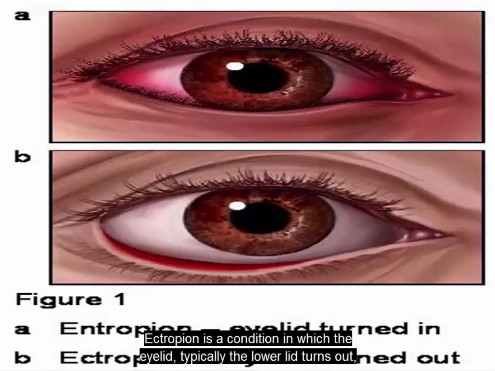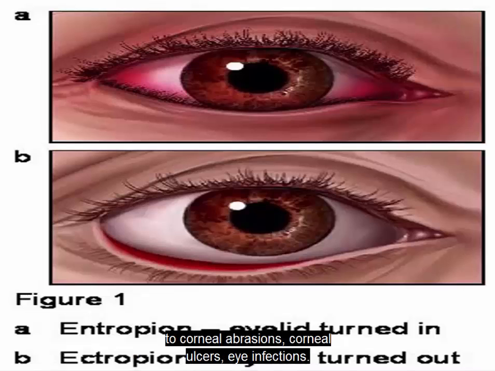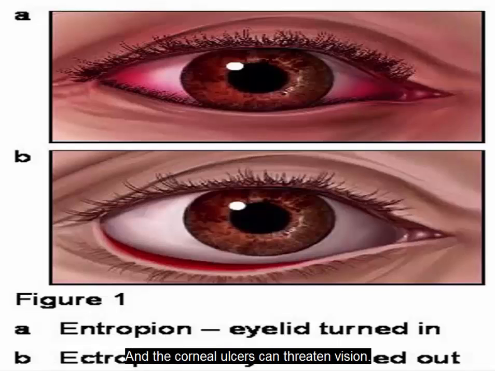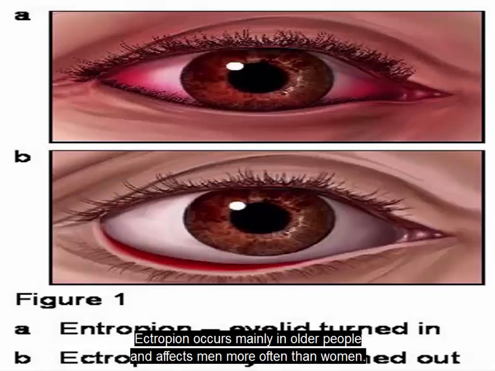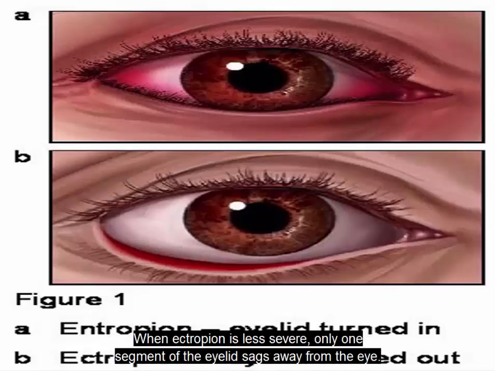Ectropion is a condition in which the eyelid, typically the lower lid, turns out, leaving the inner eyelid surface exposed and prone to irritation. Corneal dryness and irritation could lead to corneal abrasions, corneal ulcers, and eye infections, and the corneal ulcers can threaten vision. Ectropion occurs mainly in older people and affects men more often than women. In severe ectropion, the entire length of the eyelid is turned out. When ectropion is less severe, only one segment of the eyelid sags away from the eye.